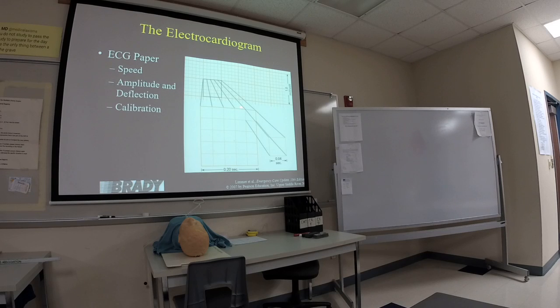Okay? So this is a big box, and every square on the big box is 0.04 seconds in time going across. So 5 big boxes would be 0.20 seconds. It's important on the time. Everything, by definition, has a time attached to it. And then here is amplitude in millivolts, and we'll also put a slash there in millimeters.